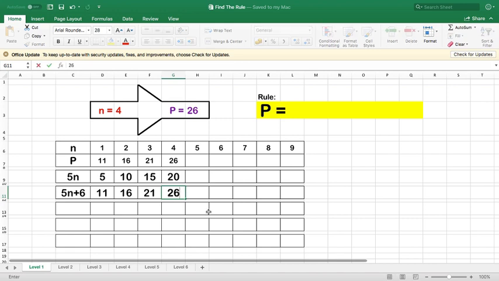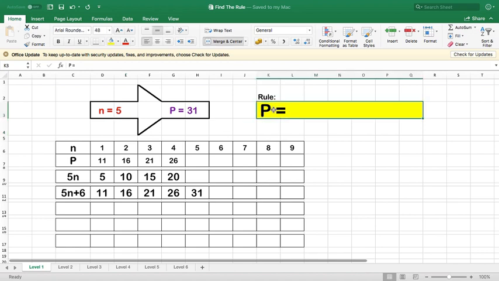And then we ought to be able to make a prediction for the next one. So if the rule is 5n plus 6, then the next one should be 5 times 5, which is 25, plus an extra 6 makes 31. So if my rule is correct, I should be able to put 5 in and get 31 out. So let's try that. n equals 5, and we do indeed get 31 out. So my rule is that p equals 5n plus 6.